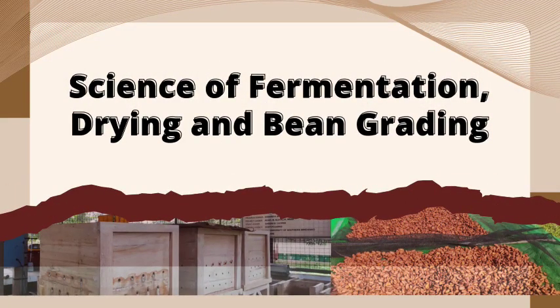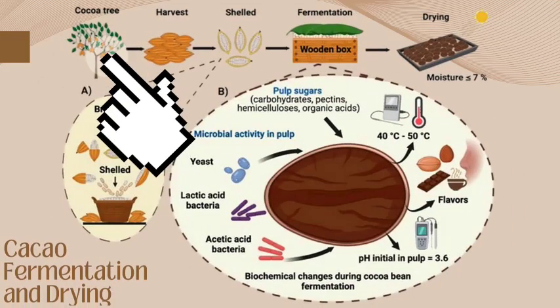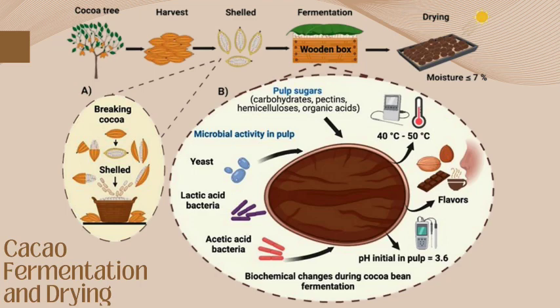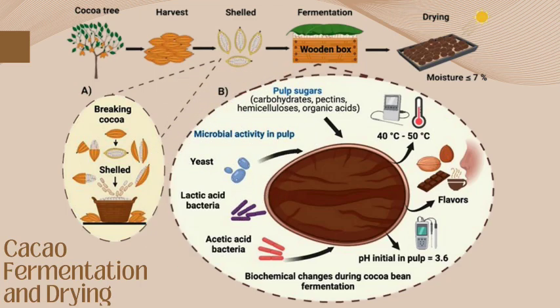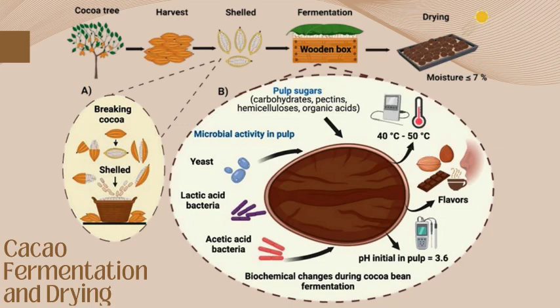Science of fermentation, drying, and bean grading. We have here the cacao tree, and you have the harvest. So we get the harvest and break this one and put it in a bucket, and later on we put this in a fermentation box, and there's something going on inside the bean while doing this fermentation.